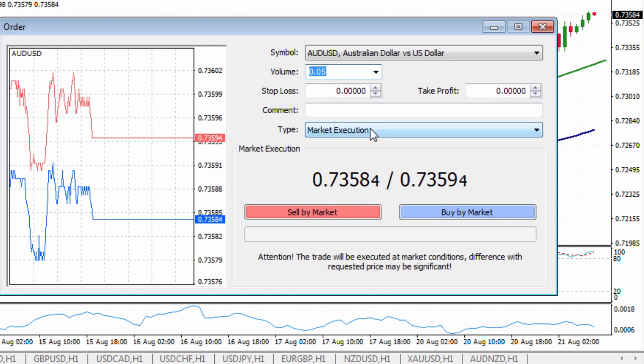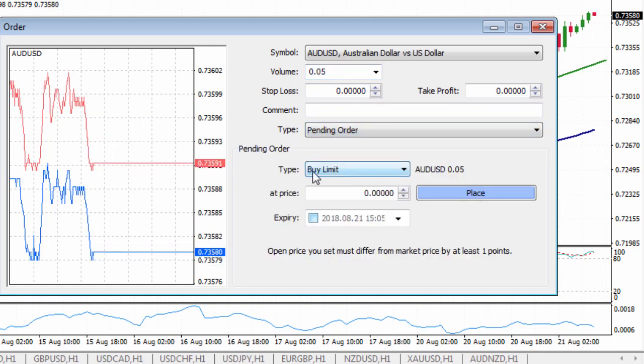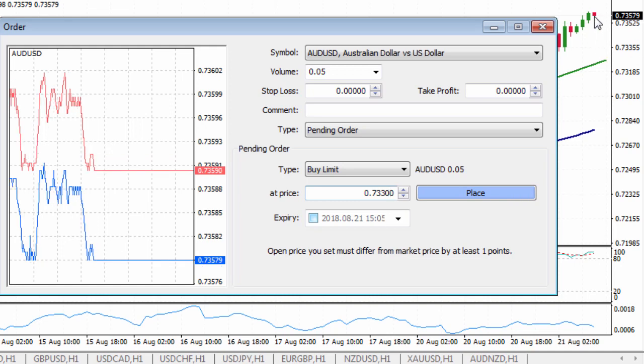And what we're going to do is from market execution, we'll pop down to pending order. It's already set on buy limit there, so we have a few other opportunities there. So we're actually going to try and buy weakness as it pops down. Okay, so in this case, we said we're going to buy at 7330. Okay, so yeah, that's about 30 pips away from the current price action. So this is how we place a limit order. It's pretty straightforward.